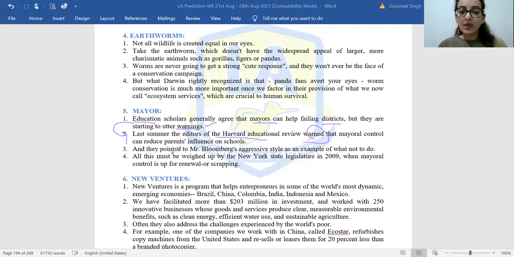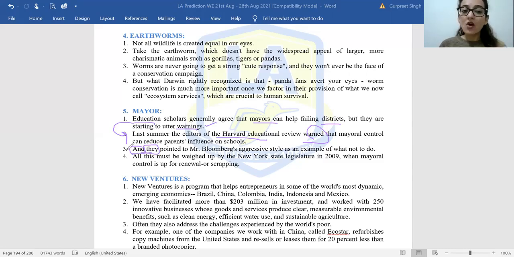And they pointed, who are they, to Mr. Bloomberg's aggressive style as an example of what not to do. So who are they here? And important, yes, very important, before I forget, and is very, very important. And means there is a story and you're continuing that story.